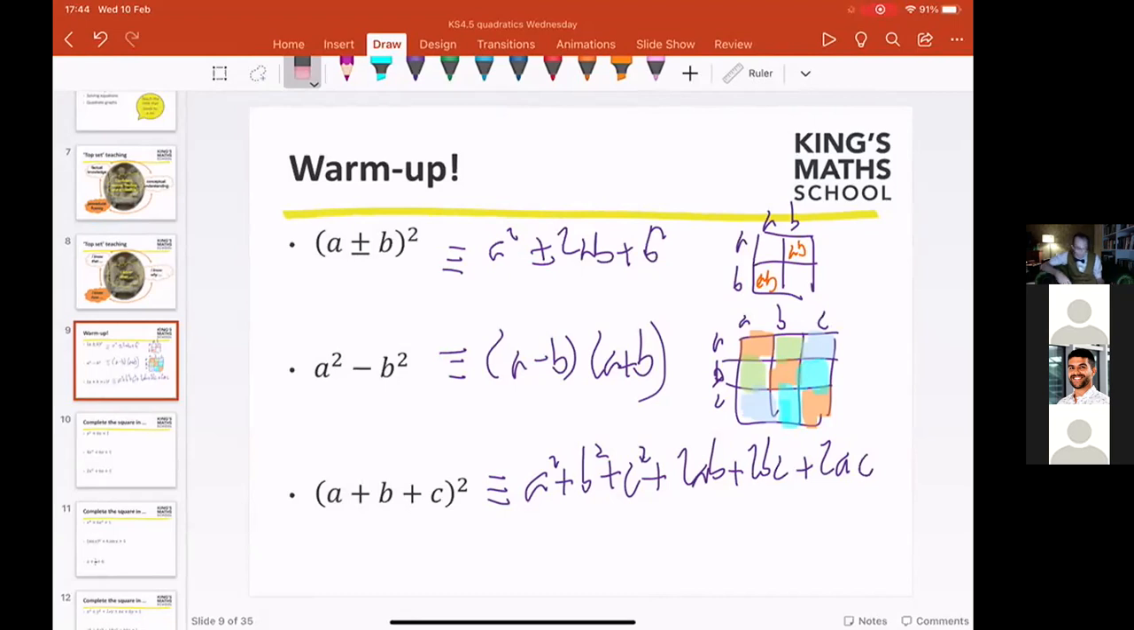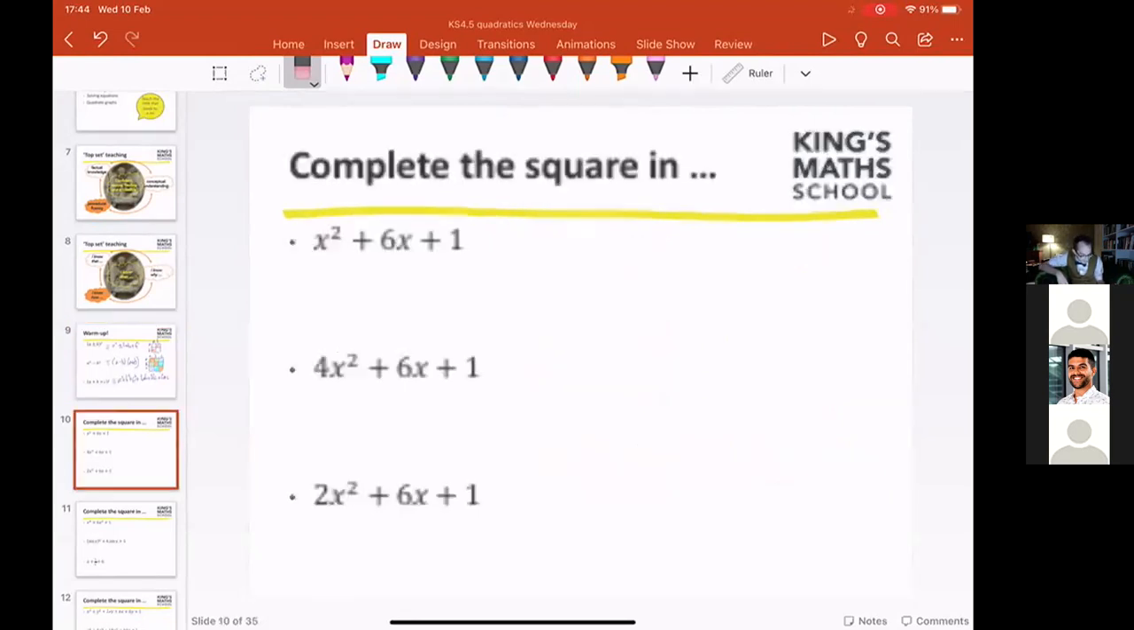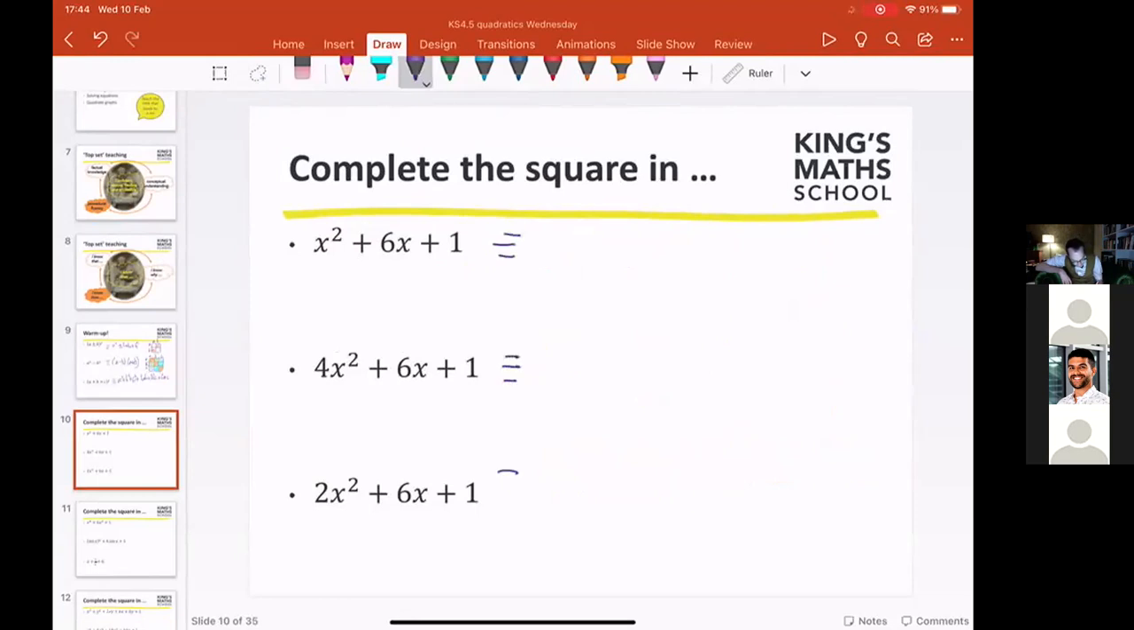So they need to be really good at this, otherwise they're not going to be very good at the rest of it. So, complete the square. Well, tell you what, over to you. I'm going to give you a couple of minutes. Do you want to complete the square in each of those? The first one is obviously straightforward: x plus 3 all squared, subtract 8.